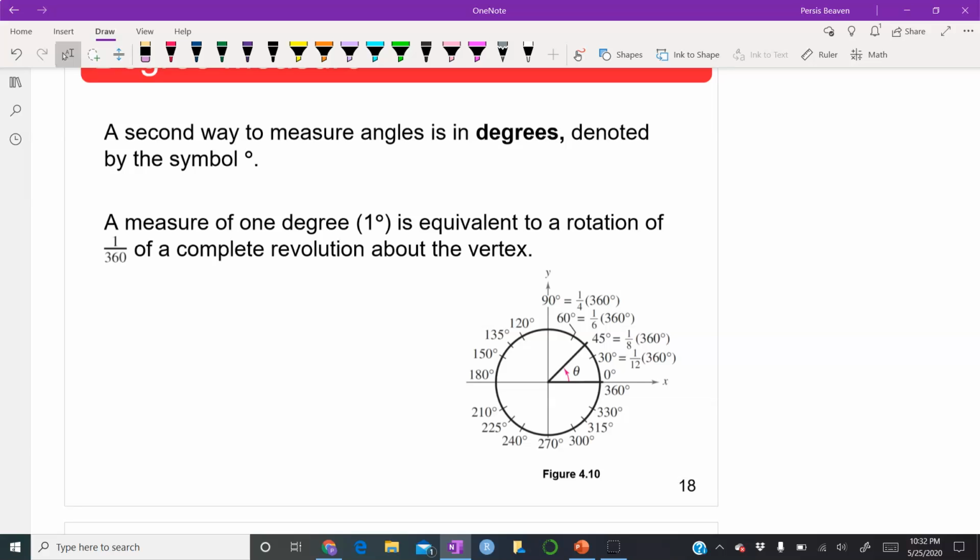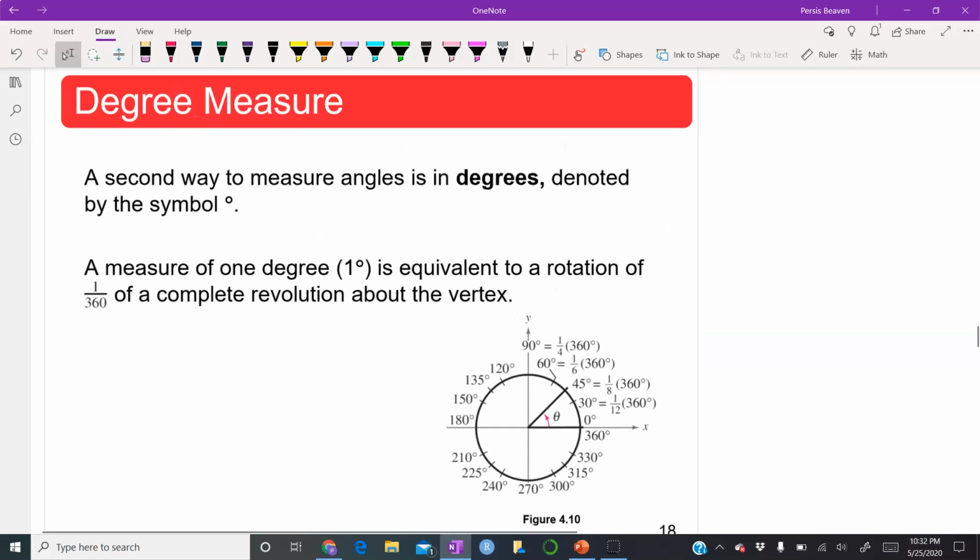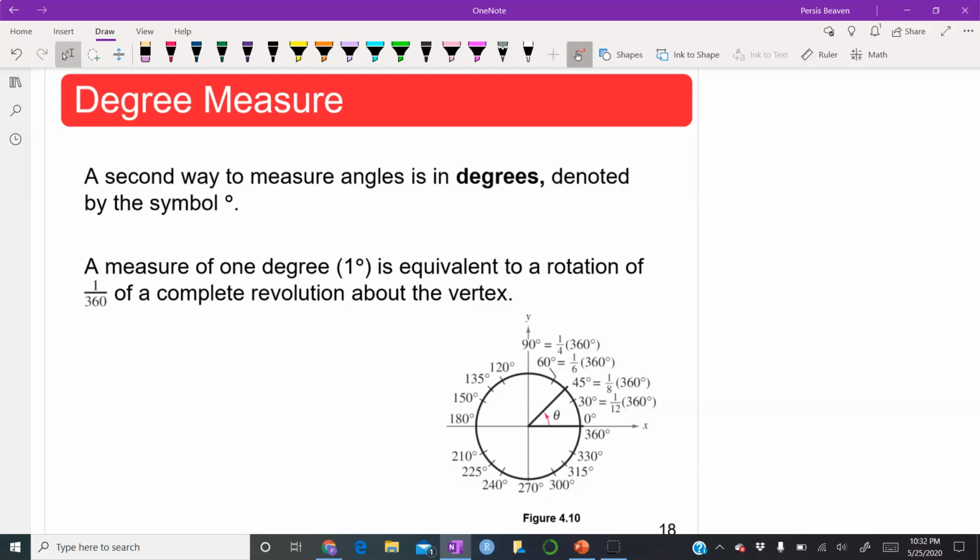Now, a second way to measure angles is in degrees, but you've been using this for a while, since elementary or middle school. And so a measure of 1 degree is equivalent to a rotation of a circle divided by 360, or 1 over 360 of a complete revolution of a circle. So if you didn't know, one complete circle or one complete revolution is equivalent to 360 degrees. And this is why we say that 1 degree is that full revolution, but divided by 360.